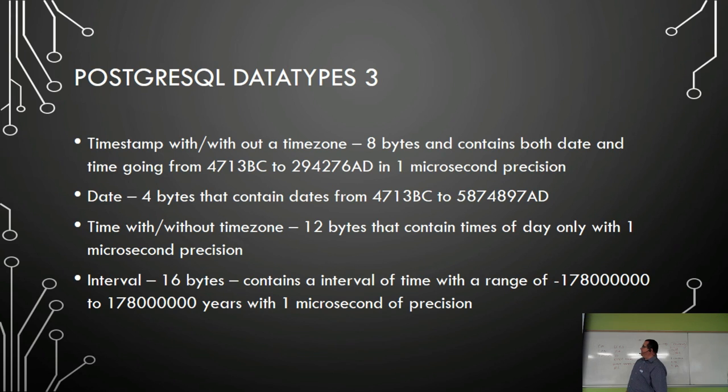And it can go 178 million years of precision in either direction to the microsecond. So you could go to 4,713 BC, and then negate an interval to get dates before that. As you can tell, we usually don't track those kinds of dates in the database.